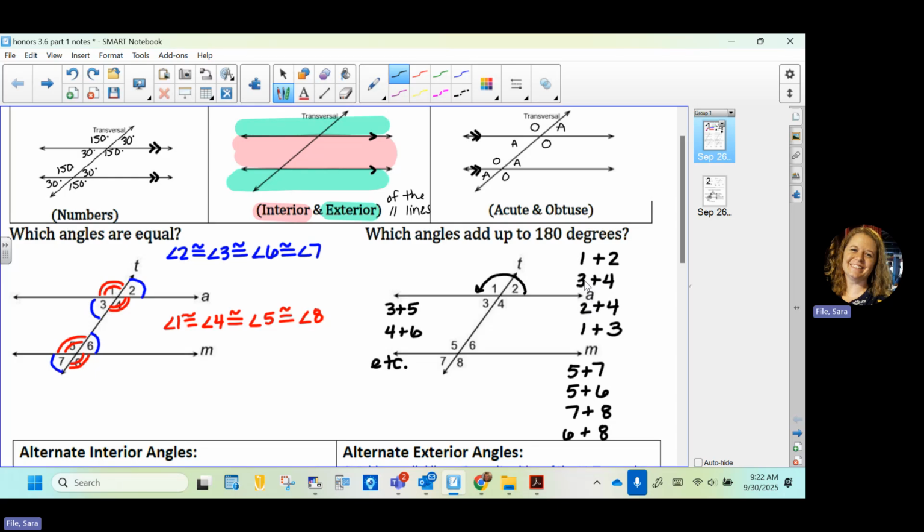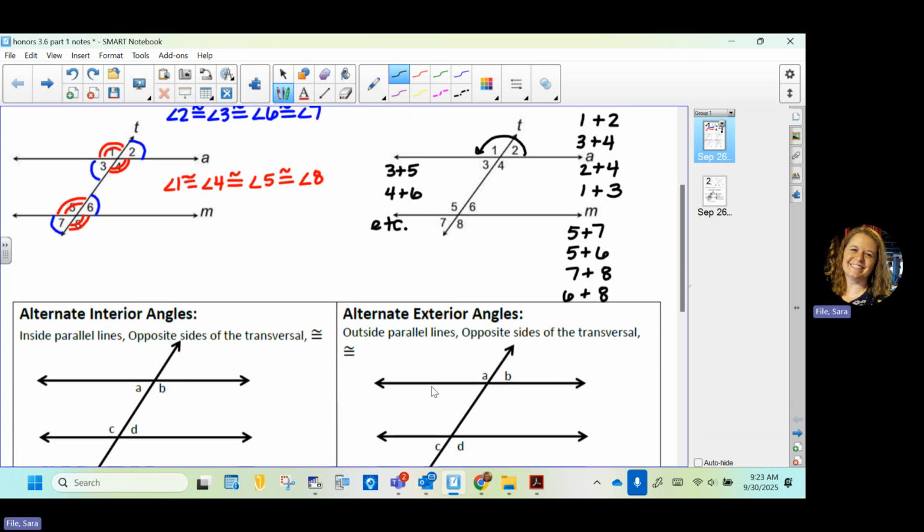Do y'all agree? Okay, I just want y'all to understand that they don't have to be a linear pair. These that we listed were all linear pairs, which are definitely supplementary. But that's the thing. They don't have to be a linear pair to be supplementary. We can start doing these other combinations with angles at different intersections.